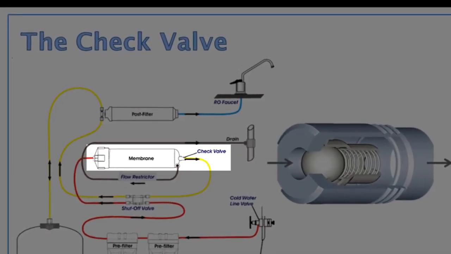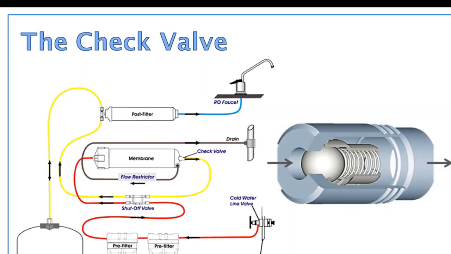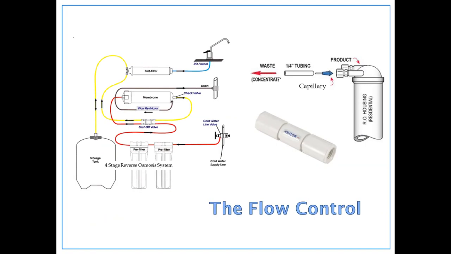But that's assuming that the check valve is holding. If the check valve in the membrane housing doesn't hold, then when you shut that faucet off, water unfortunately goes backwards through the membrane, which technically would screw the membrane up eventually, long term, and it would actually flow to drain. The other key component to the system is going to be on the waste of the membrane side.